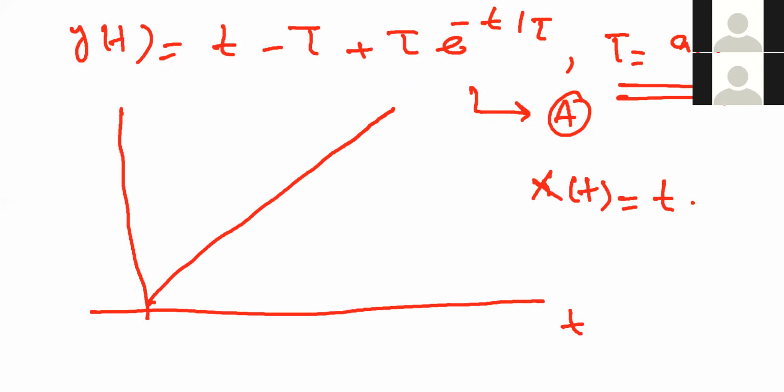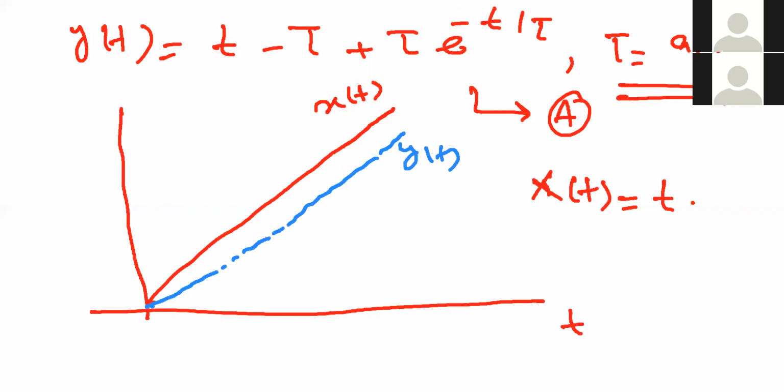So this is x of t. And what is y of t? So if you will draw y of t, it is equal to this one. Similarly, this is y of t, so you can draw this y of t.